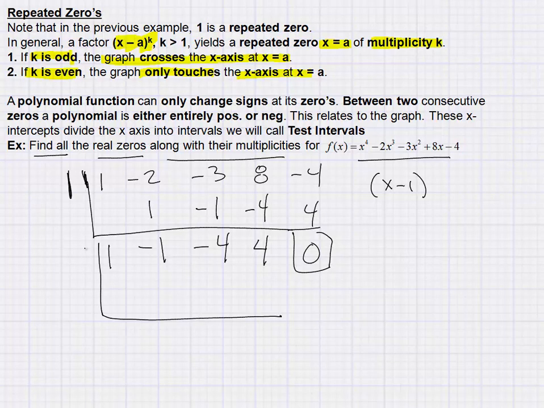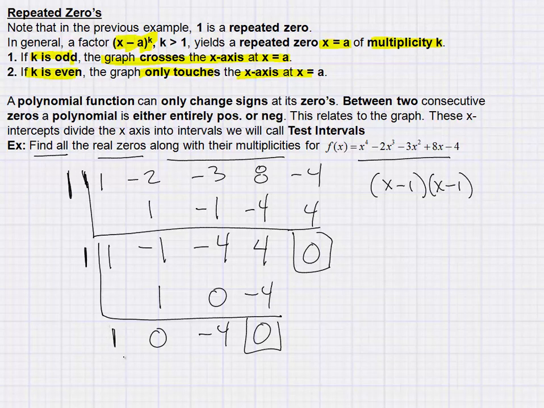So what am I going to do? I'm going to try 1 again. I'm going to keep trying 1 until it stops working. So I go 1 times 1 is 1. This is going to give me a 0. This is going to give me a 0. I'm going to have a minus 4. I'm going to have a minus 4. And I got 0 again. So that's going to give me another one. So that means x minus 1 again is a factor. Now I'm going to try it again.